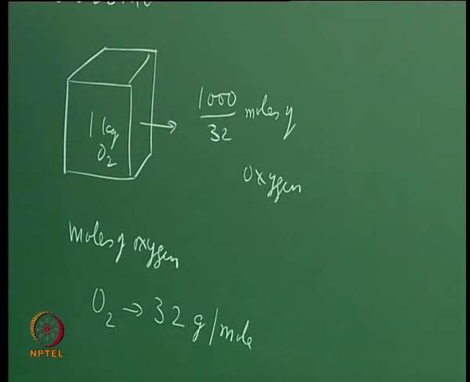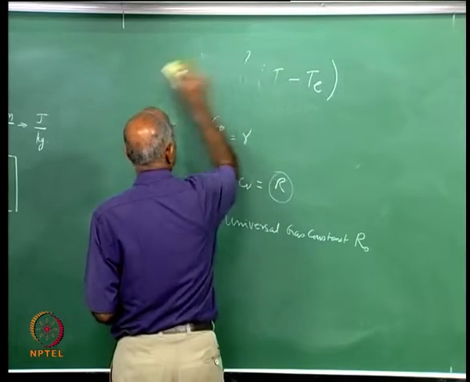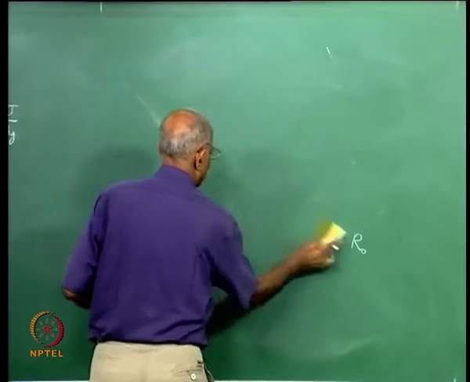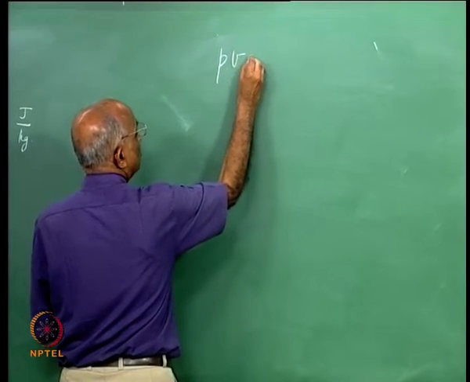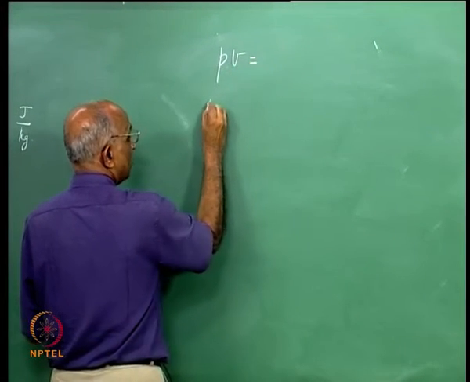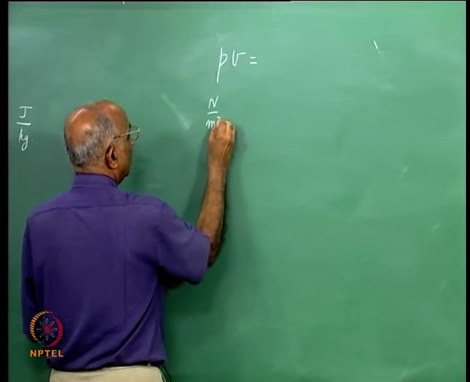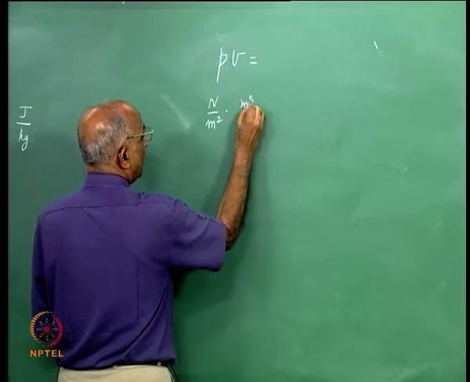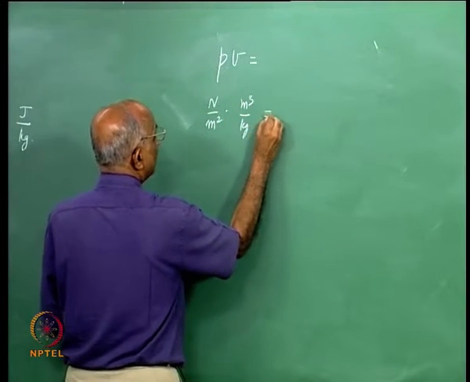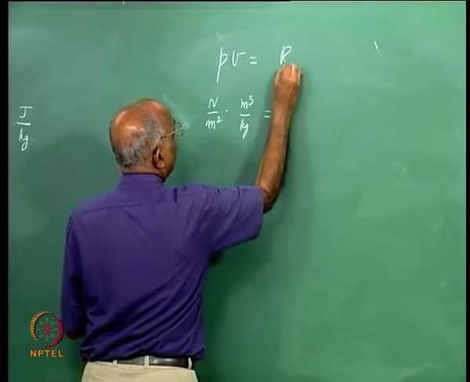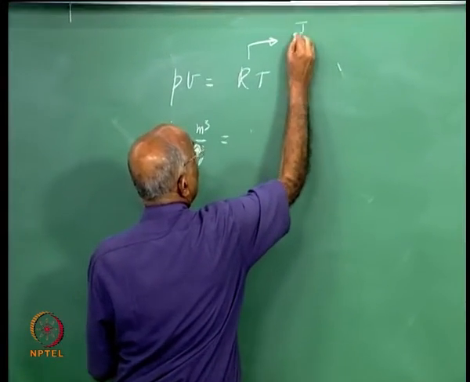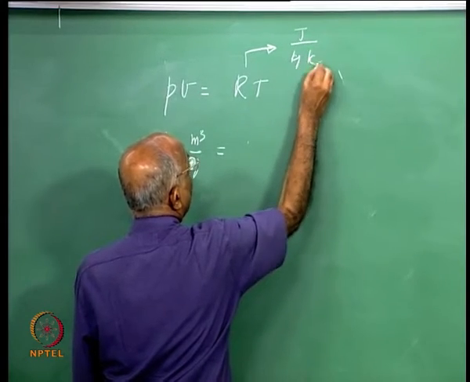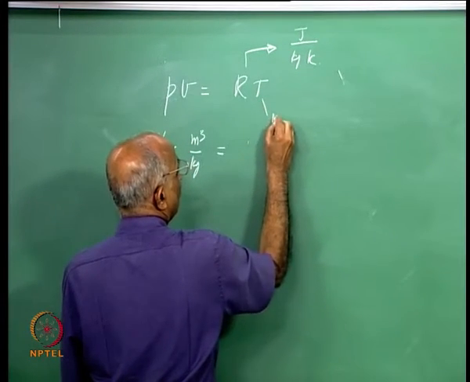Now, what did I just do? Let us erase this part. I gave you the equation P into specific volume, where P is pressure in Newton per meter square, and volume has units of meter cube per kilogram, equal to RT, where R is the specific gas constant, with units of joule per kilogram Kelvin, and temperature has units of Kelvin, right.